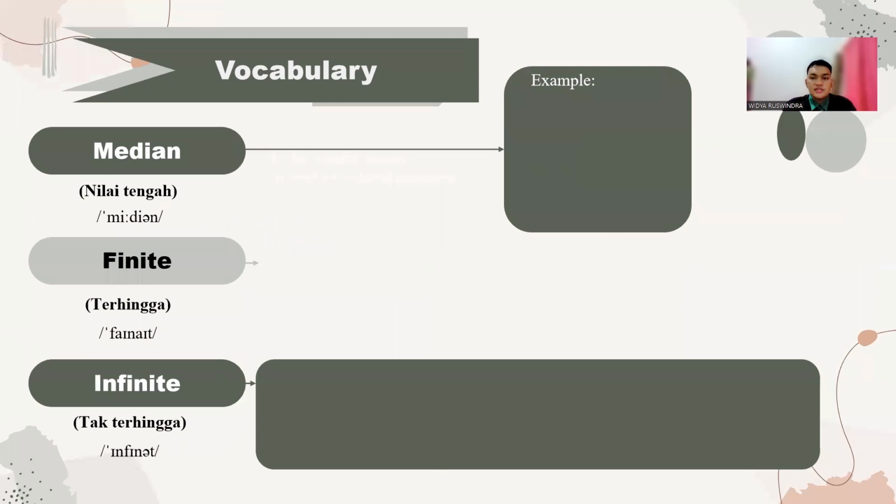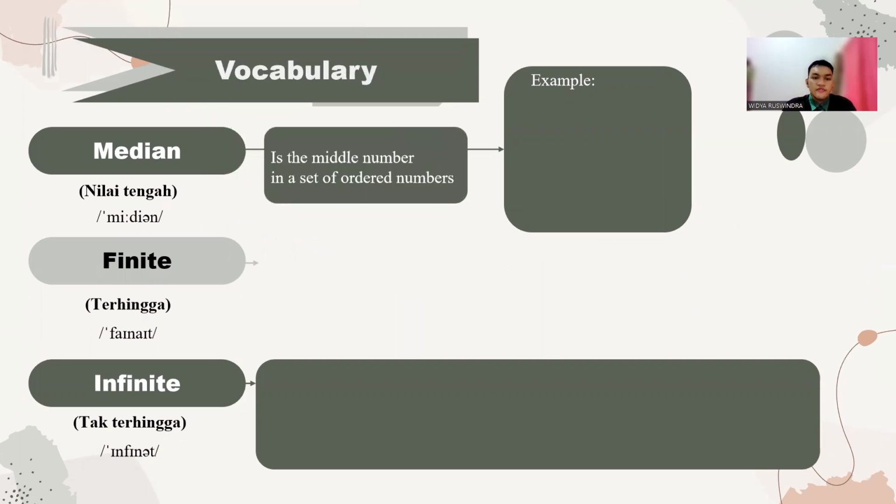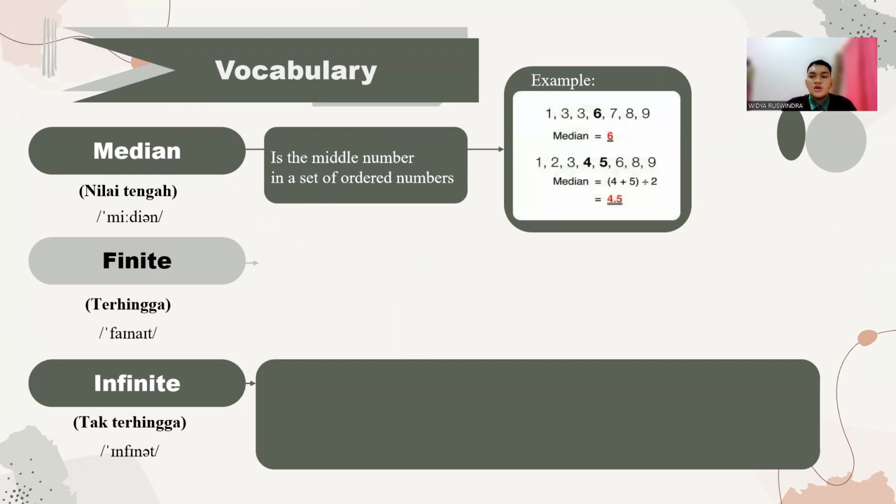The next vocabulary is median. In Indonesian, we say nilai tengah. The pronunciation is median. The definition is the middle number in a set of ordered numbers. For example, 1, 3, 3, 6, 7, 8, 9. The median equals 6. Another example, 1, 2, 3, 4, 5, 6, 8, 9. The median equals 4 plus 5 divided by 2, which equals 4,5.